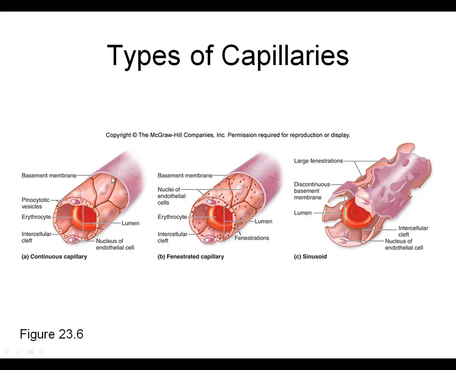So again, the types of the capillaries will be continuous, right? Look at this. Here is the endothelium, and here is the basement membrane, and you can see that there aren't really that many holes in between. Now, of course, if you increase the pressure here, then those gaps will get wider, but we're talking about the normal situation.